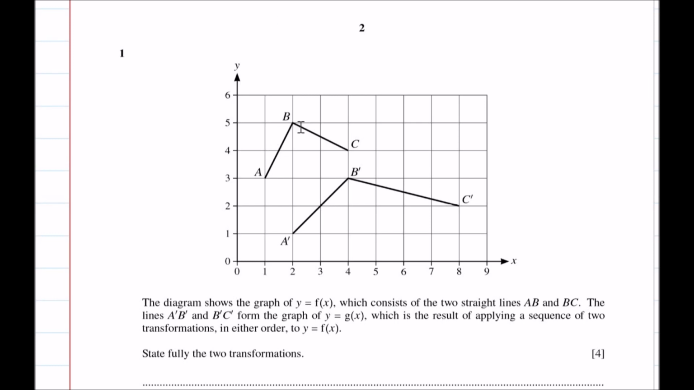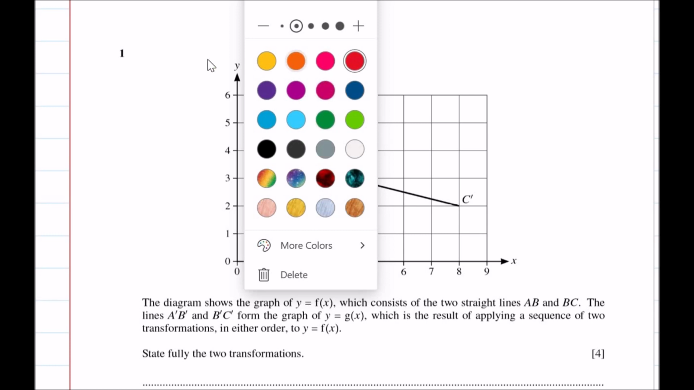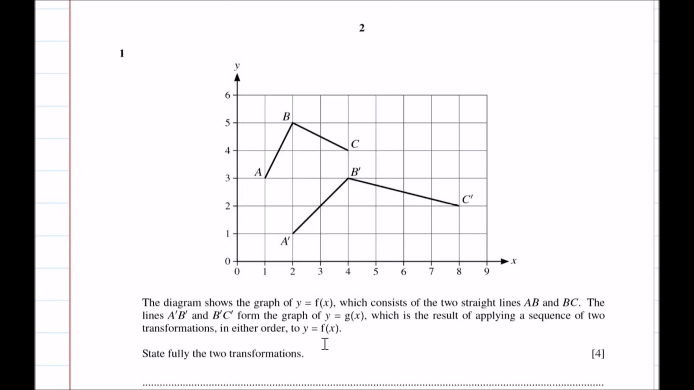which consists of the two straight lines AB and BC. The lines A dash B dash and B dash C dash form the graph of y equal to gx, which is the result of applying a sequence of two transformations in either order to y equal to fx. So, state fully the two transformations.